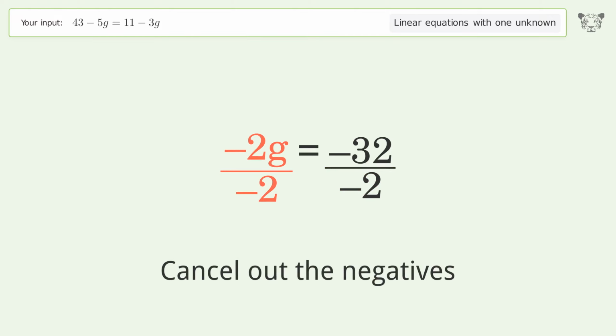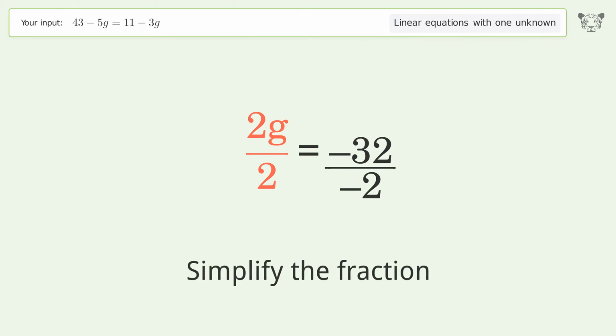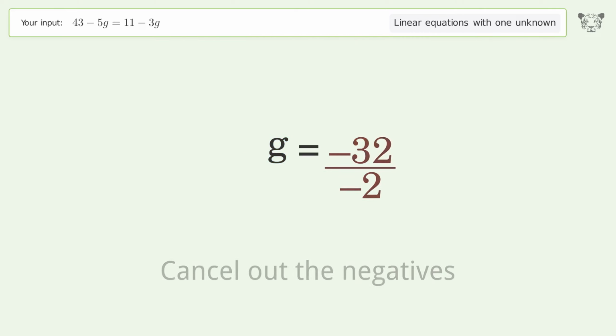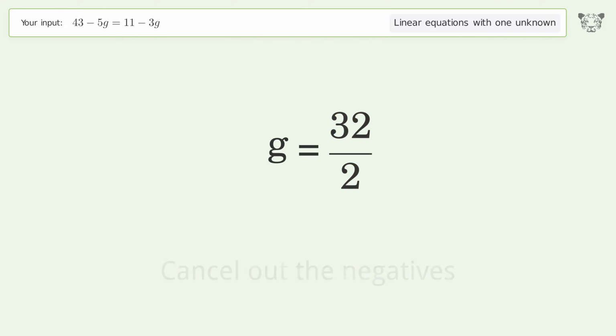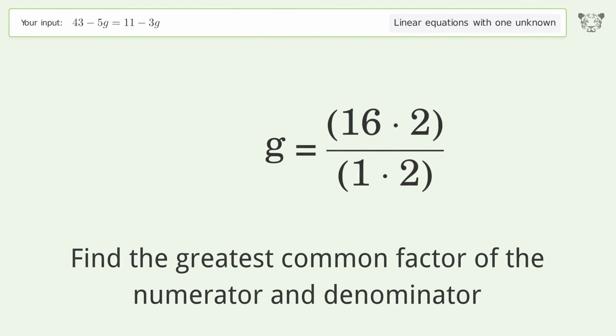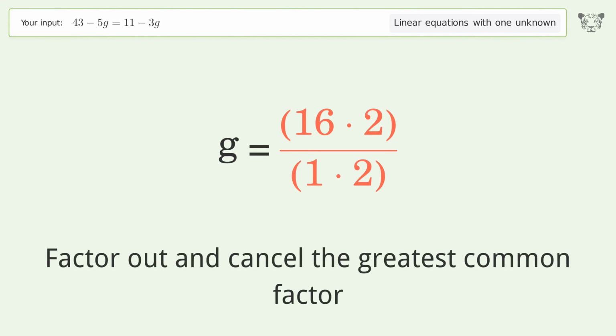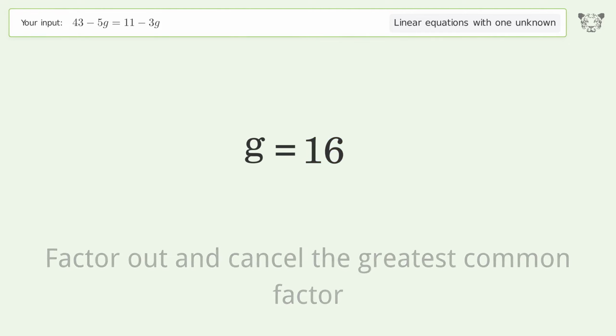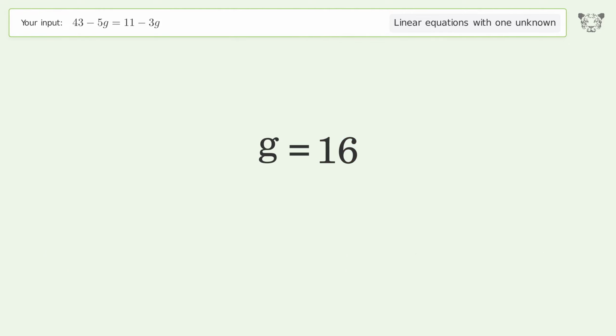Cancel out the negatives. Simplify the fraction. Cancel out the negatives. Find the greatest common factor of the numerator and denominator. Factor out and cancel the greatest common factor. And so the final result is g equals 16.